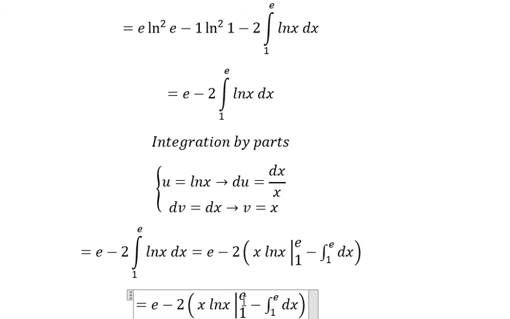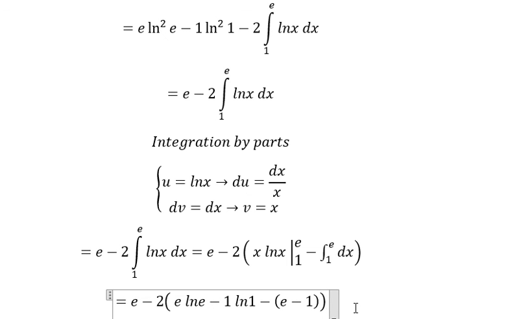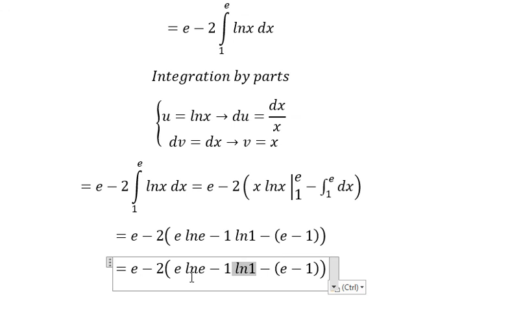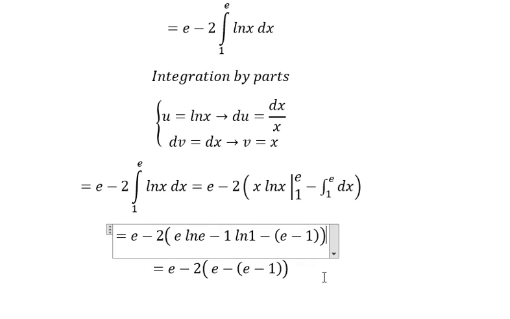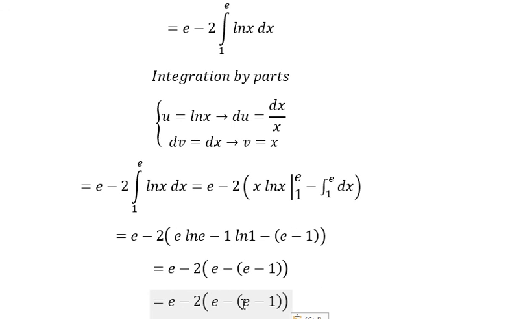So I will put e and number 1 in here, and we have e ln e minus 1 ln number 1 minus, and we have e minus 1. So ln number 1 you get 0. ln e we have number 1. E minus e, we cancel, negative number 1, we have positive number 1. And we have e minus number 2.